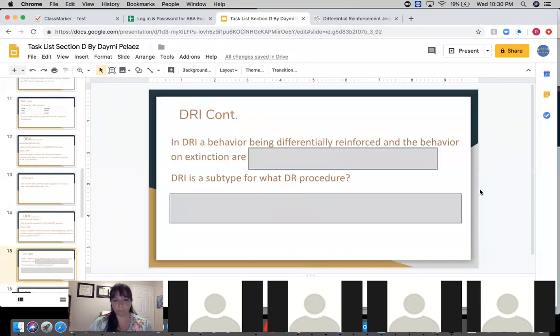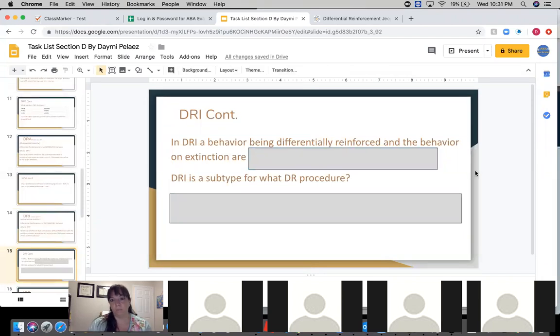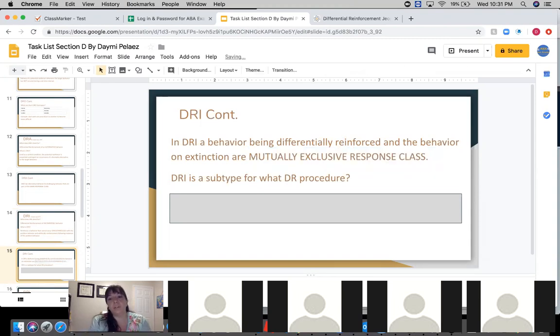All right, so I'm going to continue. I have DRI continues. In a DRI, a behavior being differentially reinforced and the behavior on extinction are what? So we talked about DRA being in the same response class, right? So what do you think DRI is? Incompatible. Functional. Different, separate, not the same. Perfect. Not the same response class. So mutually exclusive response class. So if you're in the exam, this is what you would look for. Exclusive response class. And then same response class will be DRA. Okay, so DRI is a subtype of what DR procedure?